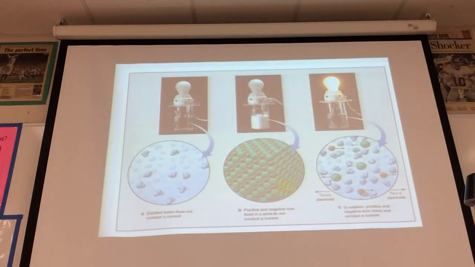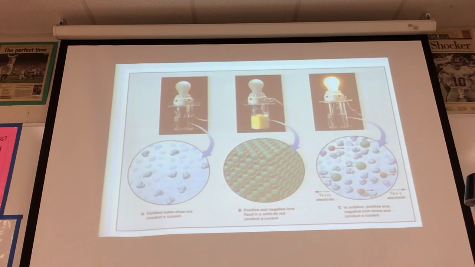So if we have a look at this diagram here, distilled water does not conduct a current, and that's because water, pure water, is a covalent molecule, and we'll discuss why covalent molecules don't conduct electricity later down the track. But you can already tell from this that there can't be any free moving charge because you have to have free moving charge to conduct electricity.